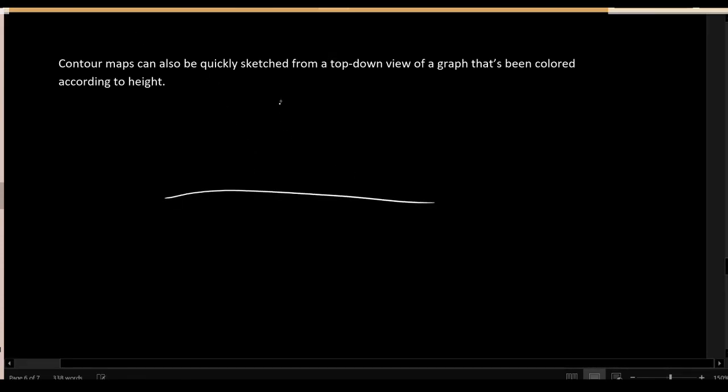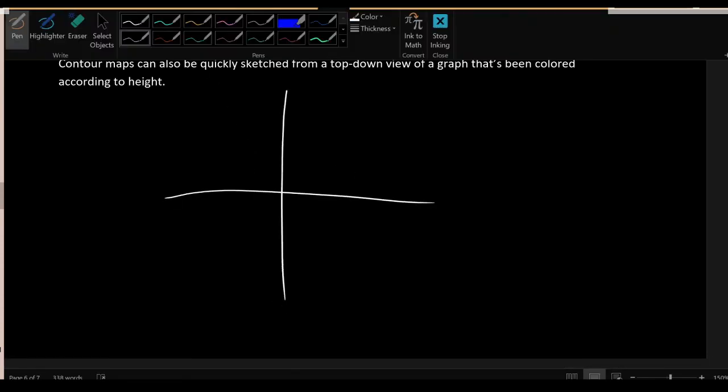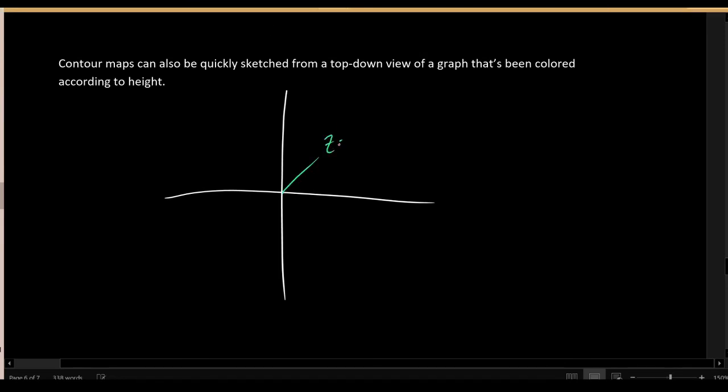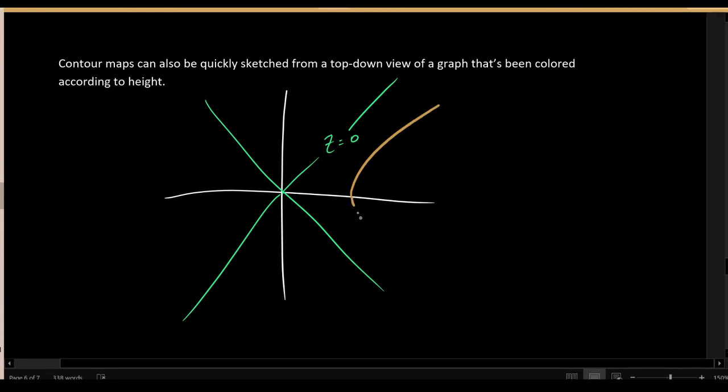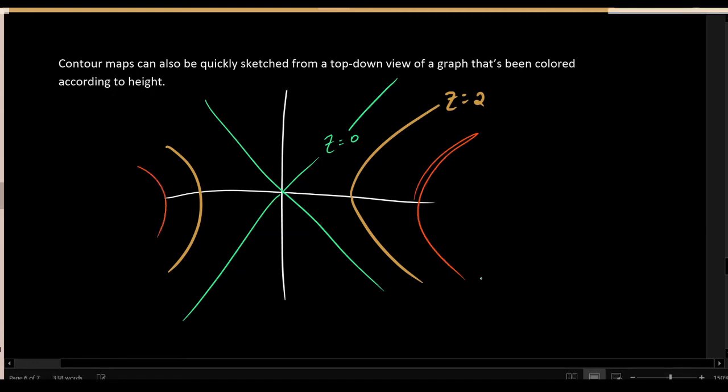I can make a really quick and dirty sketch of the contour map for this graph. Z equals 0, colored green, had the shape of an X. Z equals positive 2, in yellow, had the shape of a hyperbola in the X direction. Z equals 4, in red, had the shape of a more distant hyperbola in the X direction. Z equals minus 2, and Z equals minus 4.